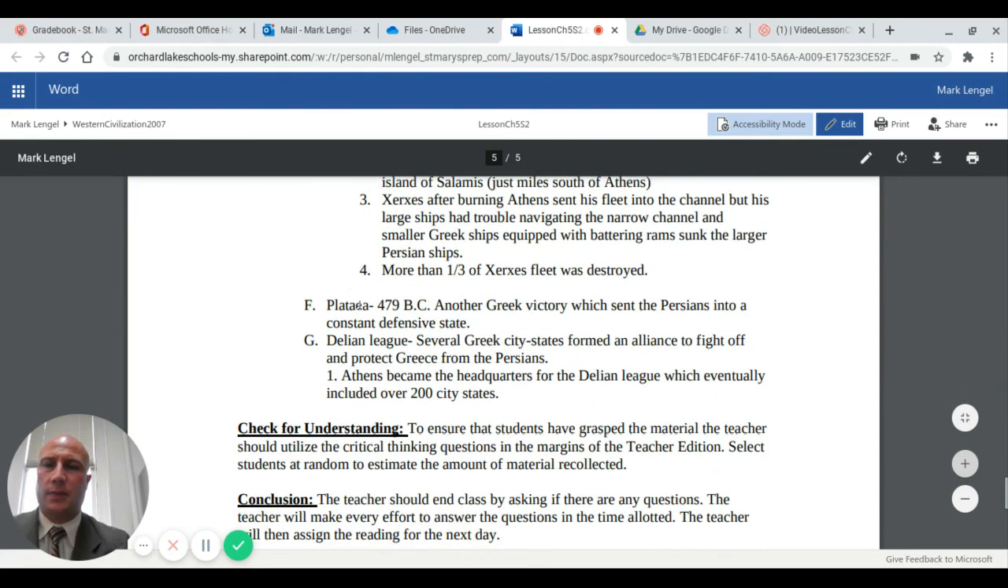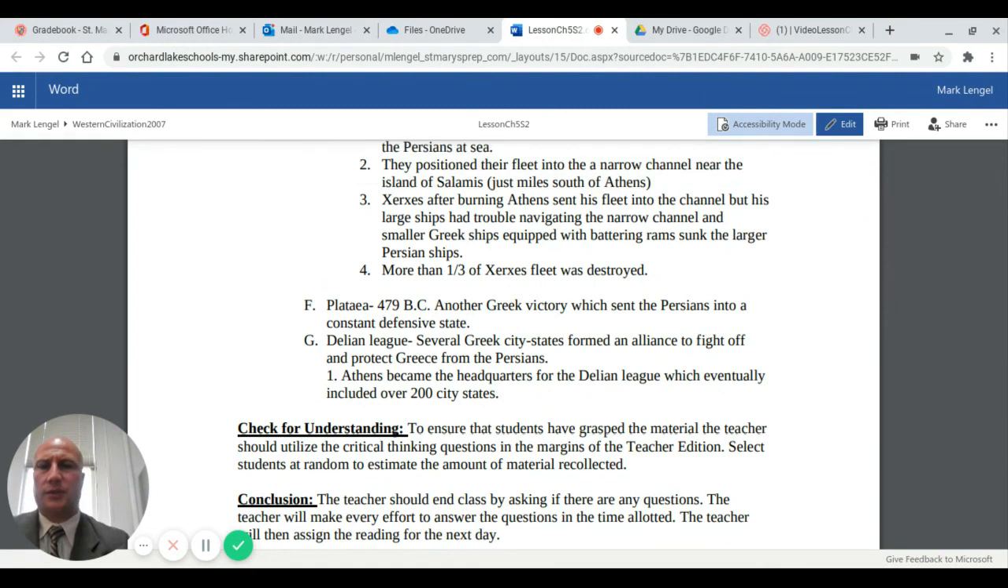The final major battle of the Persian Wars was Plataea in 479 BC. It was a great Greek victory which sent the Persians into a constant state of defense for the remainder of the Persian Wars and even into the time in which Alexander the Great conquered.